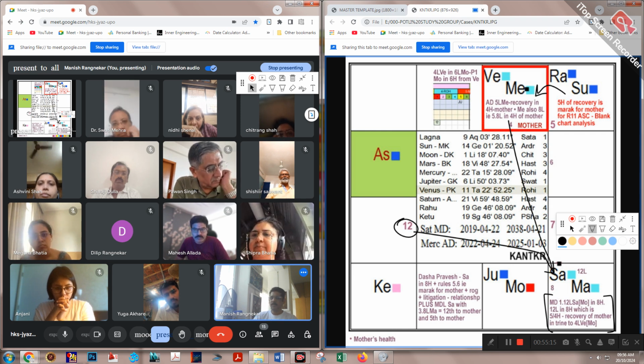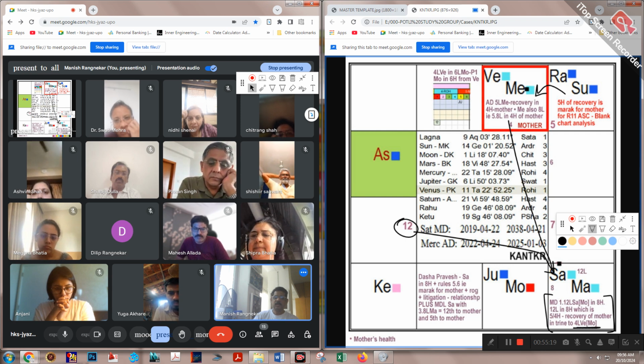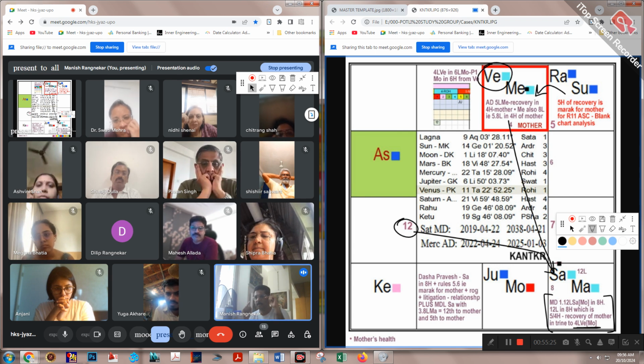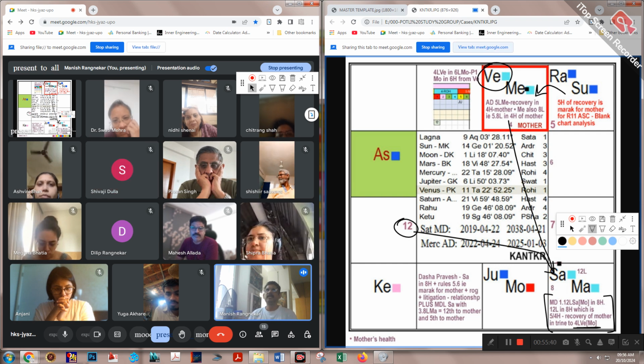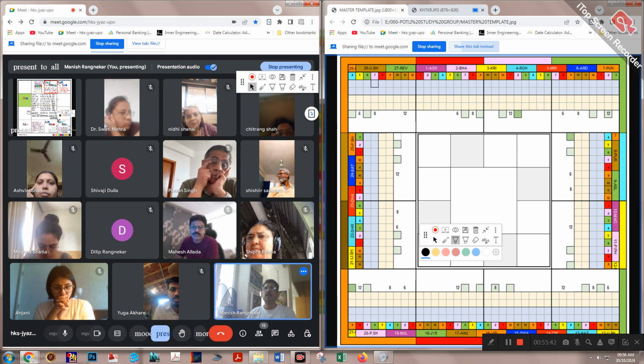Recovery of the mother. Now see this. It is in trine to the 4th Lord Venus. If you remember, last time I told you, 1, 5, 9 is a trine, but bang-on trine is when they are in the same nakshatra. And to pinpoint that in these 4 days this is going to happen, you have to go to the pada level. That pada and this pada are the same, so they will get hit. So that is what you see in this.